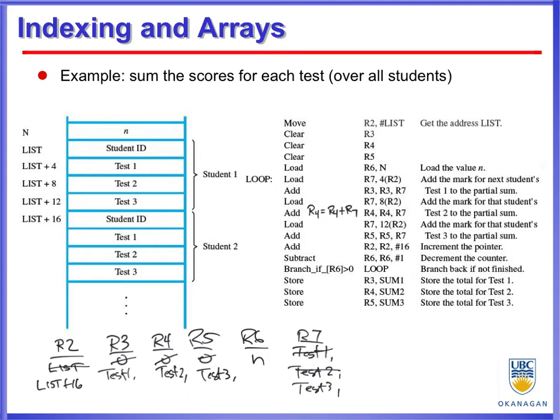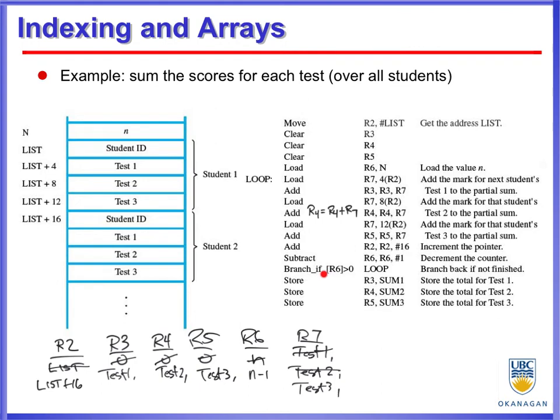We are then going to subtract the immediate value 1 from what's in R6. Well, R6 has n, so if there's like 10 students, this would be 10. We're going to subtract 1 from 10 and put it back into R6, so this becomes n minus 1. That's our counter. So we've decremented our counter.